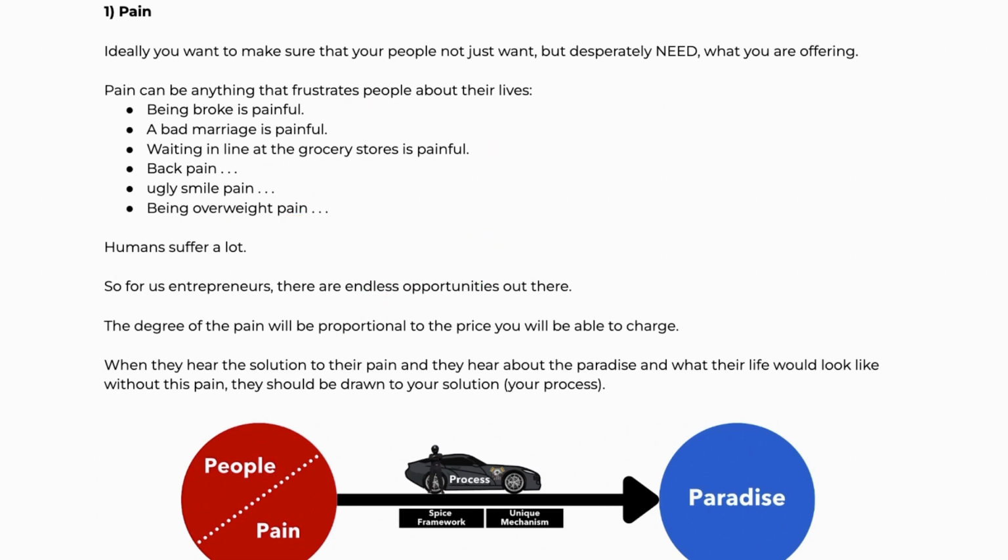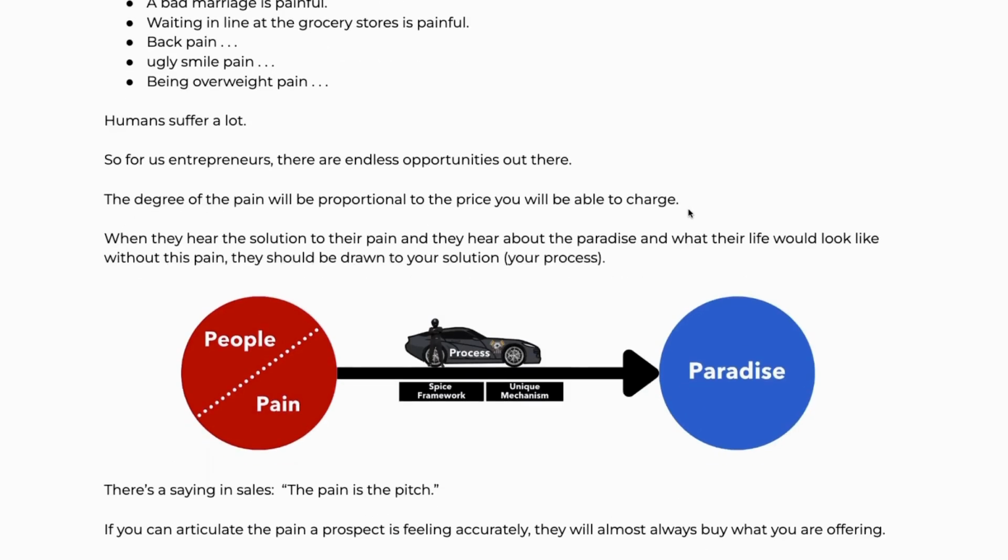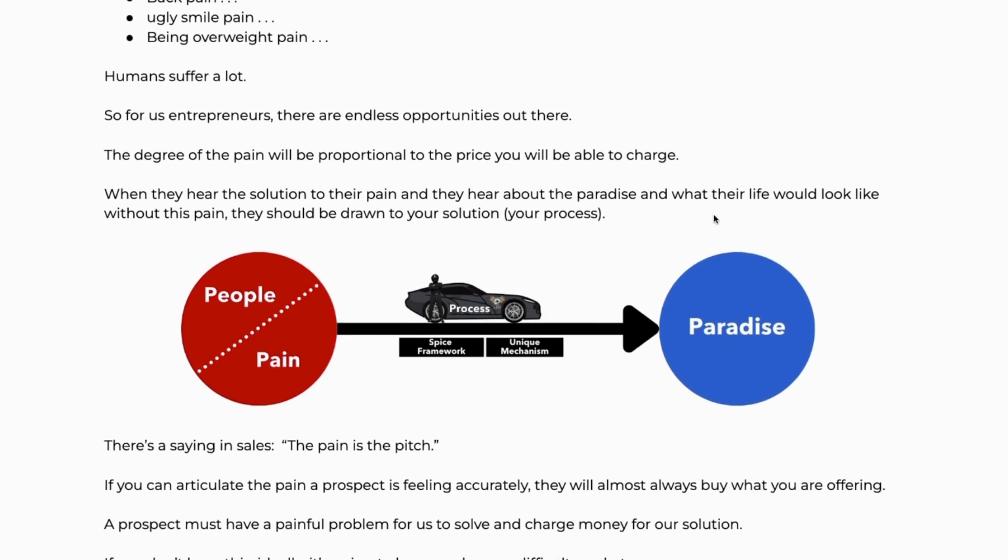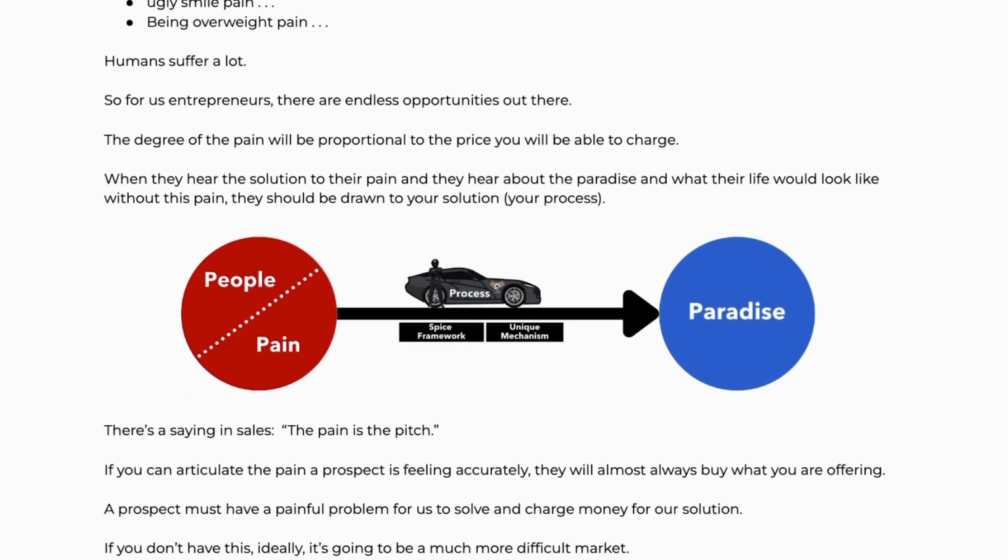And so what you want is that when the group of people hear about the solution that you provide, when they hear about the paradise that you want to take them to from their pain, and what life is going to look like for them without that pain, they should be drawn to your solution. They should be pulled over to your process. That is what you want in an ideal solution, right?